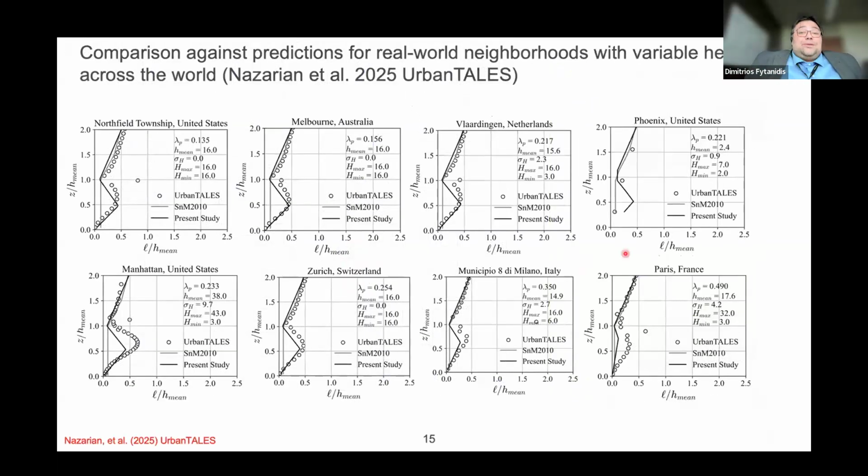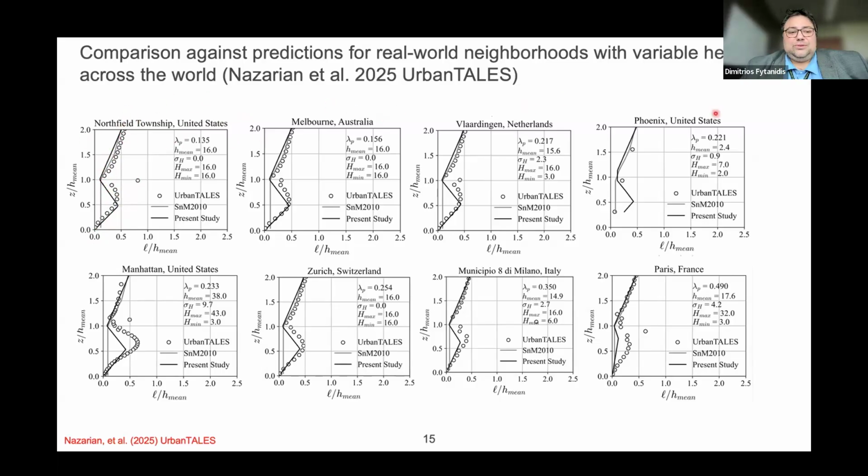Now, another question that people may have is that, well, cities are not arrays of cubes. And indeed, we processed data from a real world application where we have variable building heights in Northfield Township, which is a neighborhood in Chicago, very close to one of our nodes where we take continuous measurements. And we saw that our profile very much matches large eddy simulations of a real world neighborhood.